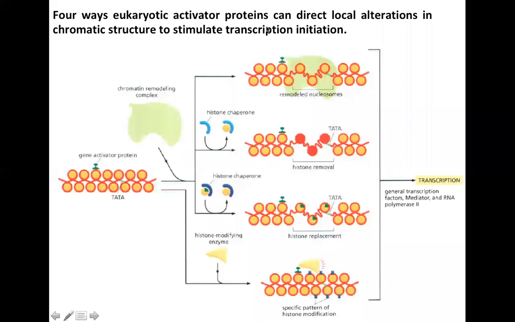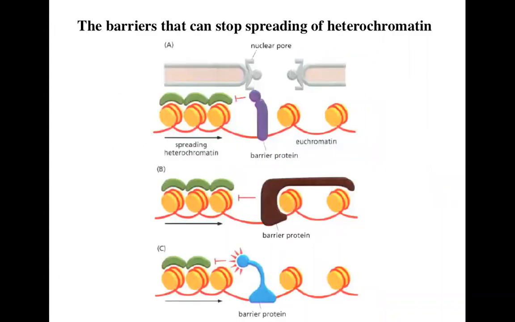There are four different ways. We have previously studied that the reader-writer complexes and different types of proteins can read the histone code, or there are other proteins which can modify the histone code. We have talked about the reader-writer complexes.